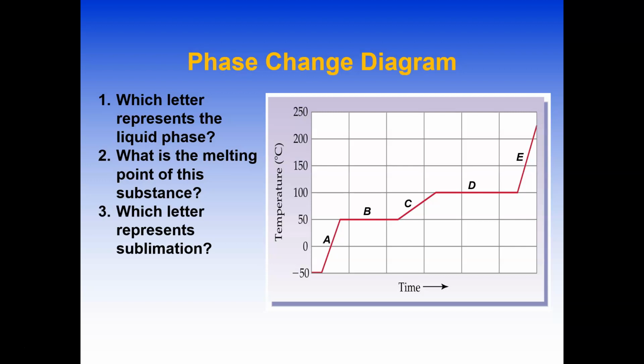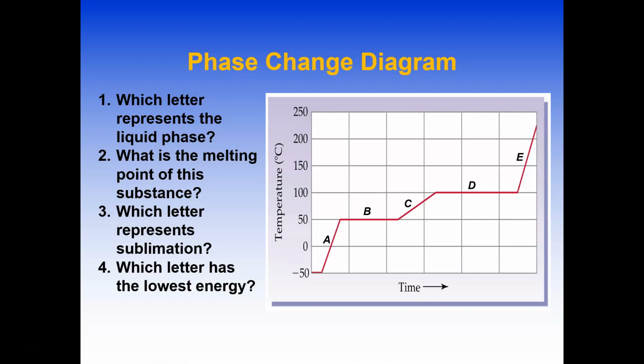Number 3 asks us which represents sublimation. Now this was a little bit of a trick question because sublimation isn't actually on there. Remember, sublimation is when we go from a solid, which we know to be A, to a gas, which we know to be E, but we don't see any line connecting them, so there's not a letter that represents it.